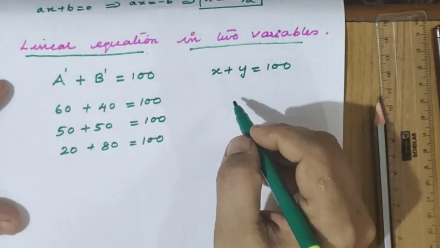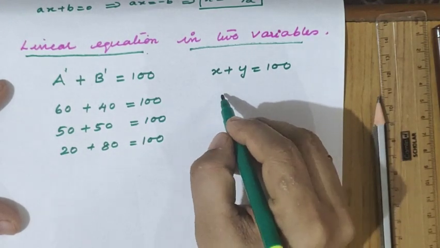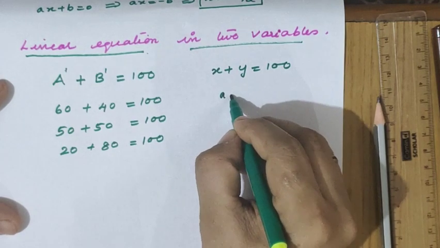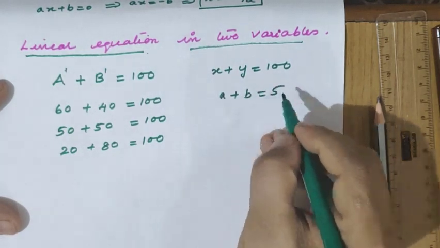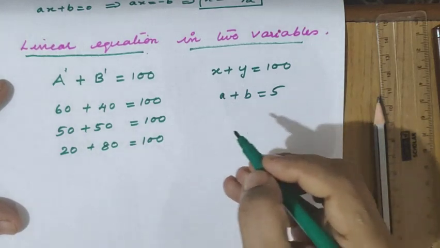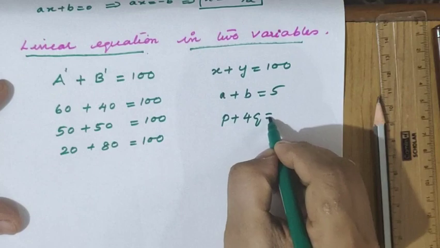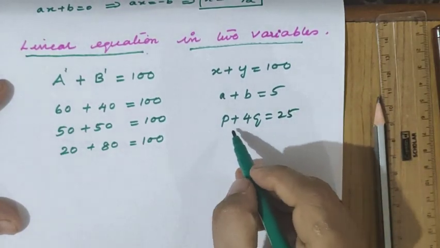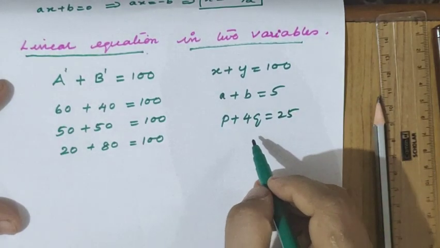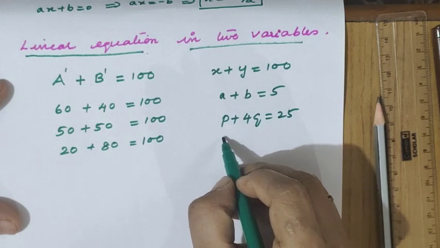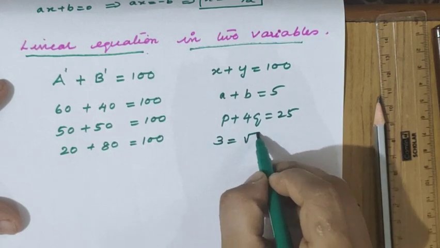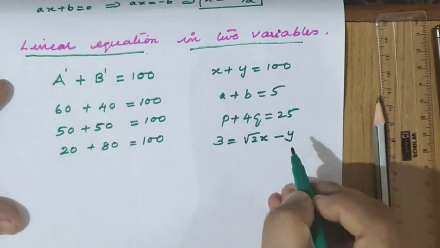It is also true that we can use any other two variables also. So a plus b equal to 5. This is also a linear equation in two variables only. Now p plus 4q equal to 25. So this is also a linear equation in two variables only. Now another equation is 3 equal to root 2x minus y.